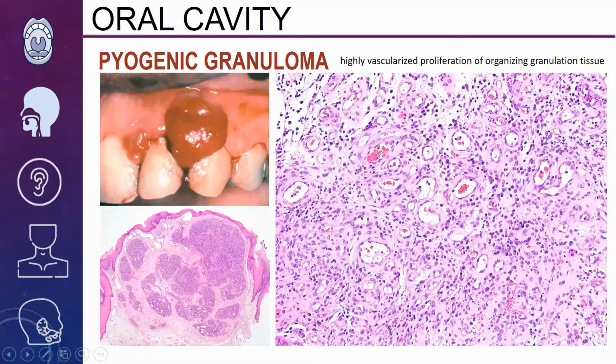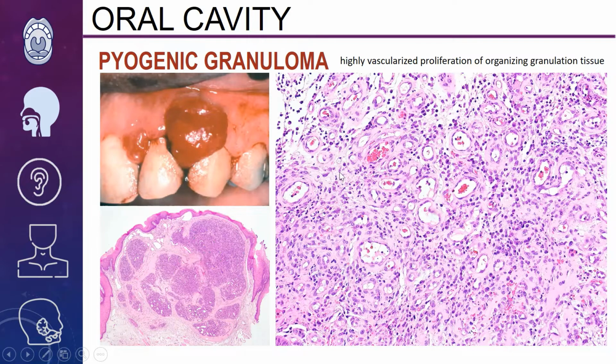Pyogenic granuloma is typically found on the gingiva of children, young adults, and pregnant women, thus termed as pregnancy tumor. This exophytic inflammatory lesion is red to purple in color and frequently ulcerated. Histologically, pyogenic granuloma is a highly vascularized proliferation of organizing granulation tissue.